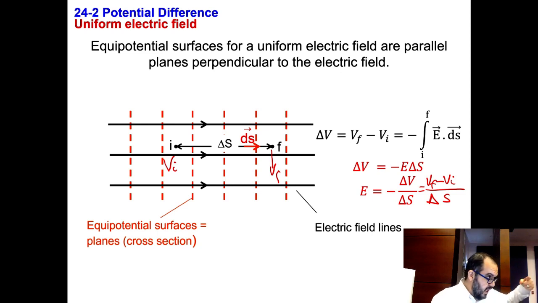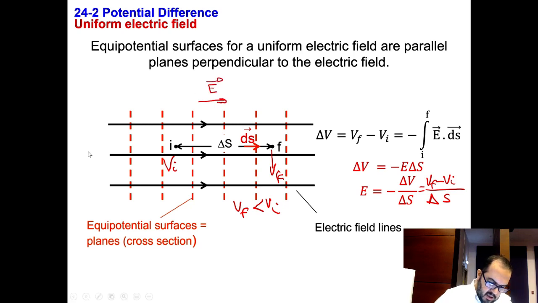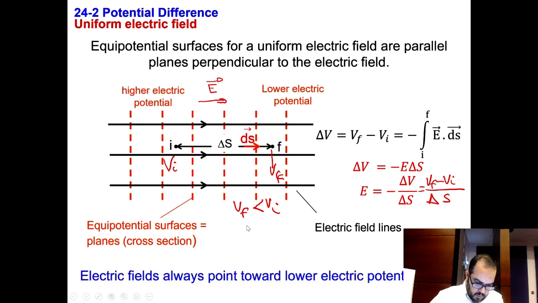Remember, the electric field is pointing always in which direction? Increasing or decreasing potential? Decreasing potential. So we expect that V final is going to be less than V initial, because the electric field is always pointing in the direction of decreasing potential. This is the electric field vector. So this is a lower potential. Electric field always points towards lower electric potential values. That's the rule. You can always apply it.